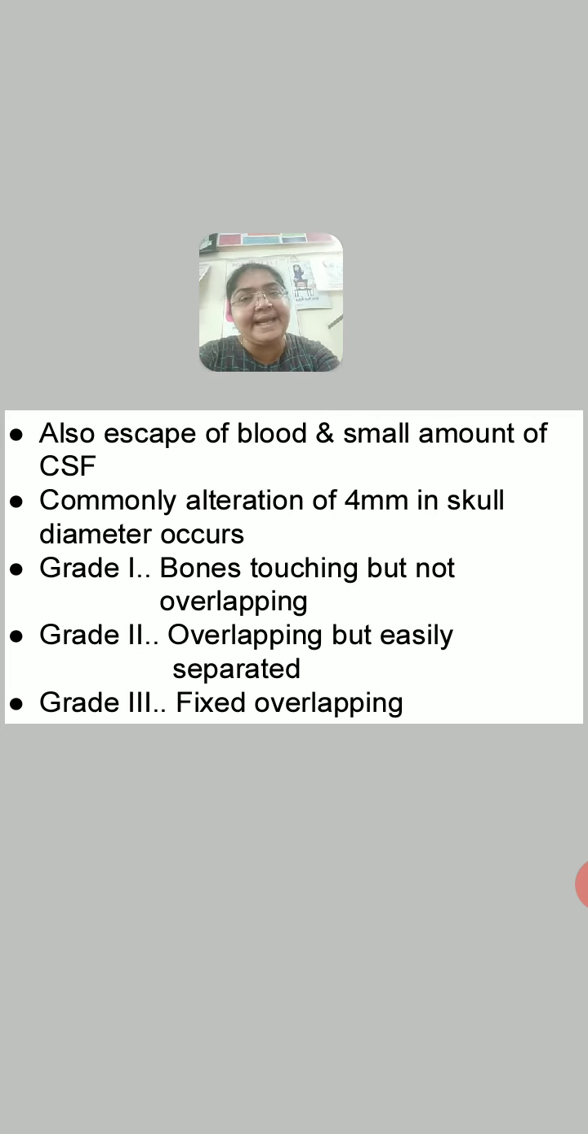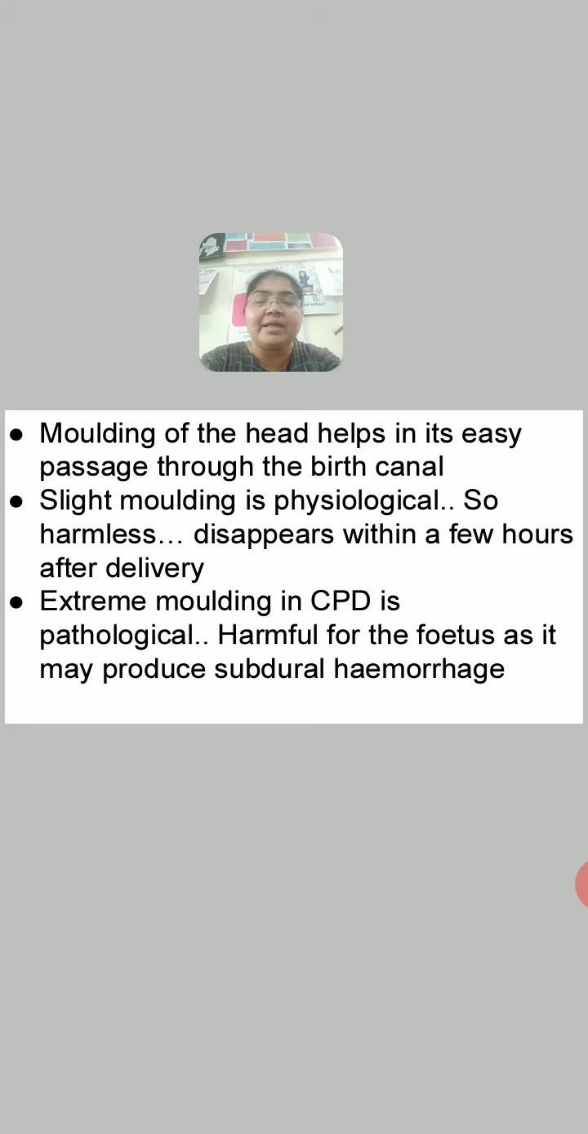There are different grades of the molding. Grade 1 shows bones touching but no overlapping. The bones don't overlap. They touch each other but they don't overlap. Grade 2 is overlapping but easily separated. Bones are overlapped but they can be separated easily. And grade 3 is fixed overlapping. The adjacent bones overlap fixed, that is the fixed overlapping.